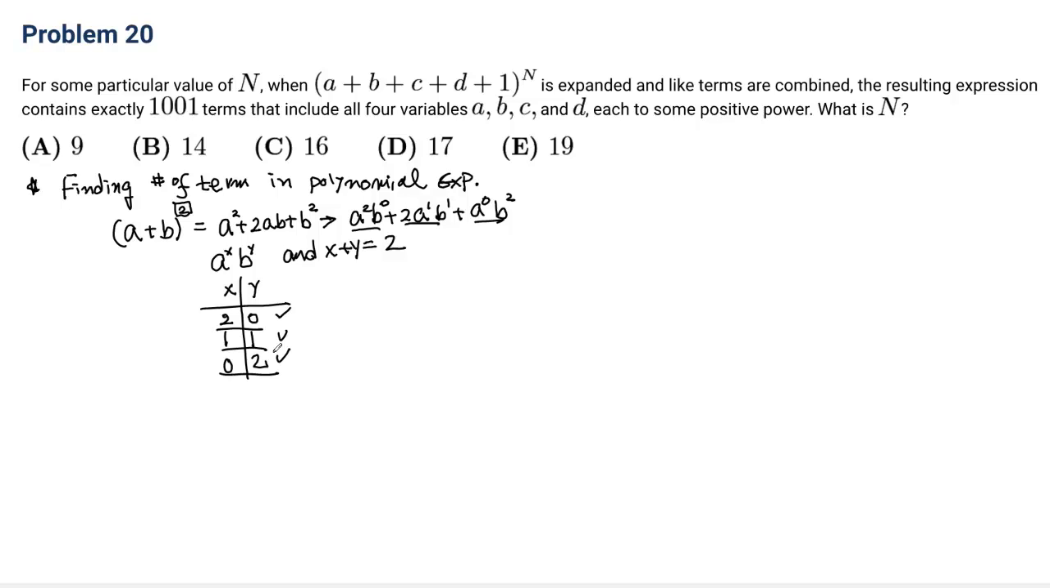Sometimes when we have a multinomial, a polynomial with more terms than a binomial, we usually use stars and bars. Bars are dividers. You can use this theorem; that's the easier way to find the number of terms. When x plus y is 2, we divide the stars into 2, 0, 1, 1, 0, 2. We have two stars over here.